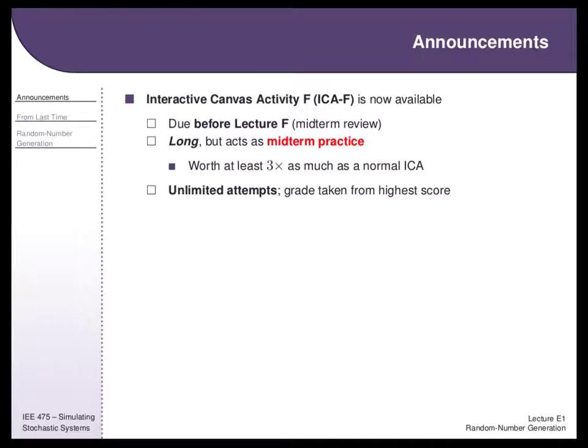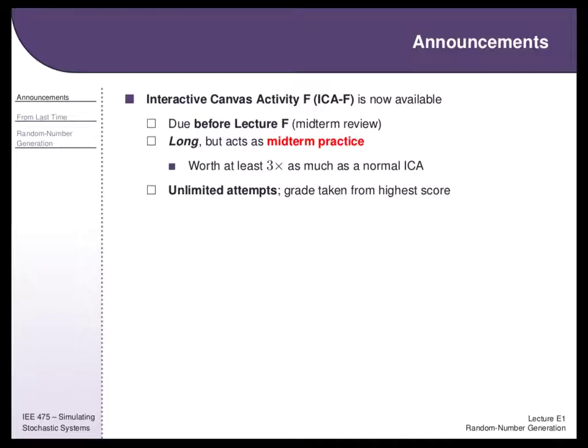So now I guess ICA-F, which is the midterm review, that's the one that's available. You can take that ICA as many times as you want. It randomly samples questions from all of the ICAs before it. It's meant to help with reviewing for the midterm. So it is long, but you're not time limited on it. And again, you can take it over and over again, and it'll take your highest score. And again, because we have the drops as well, you can also choose not to use it.